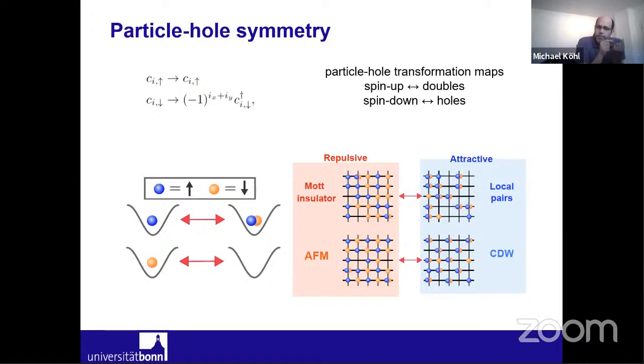So say every spin up becomes a local pair and every spin down becomes an empty site. So we have an arrangement of local pairs which are randomly distributed. And if I do the same thing for an antiferromagnet, then I actually get a more exciting state. I get a charge density wave state of pairs. So I get an alternating occupation of the lattice with pair, empty, and so on and so forth. So every state there has its particle-hole transformed mirror state.